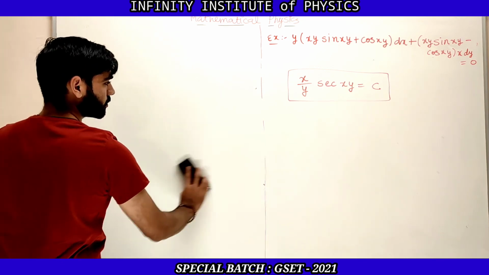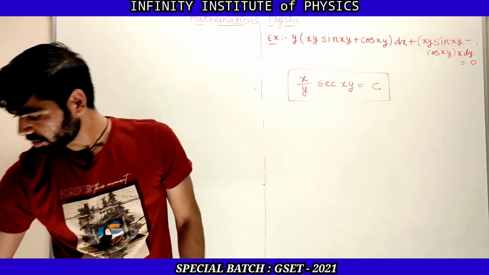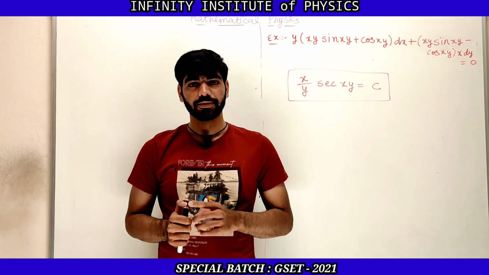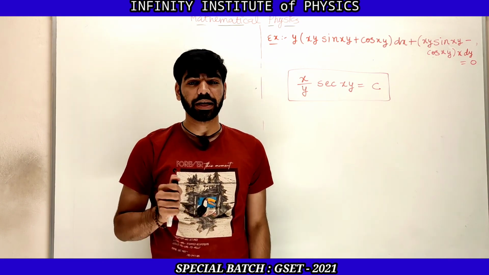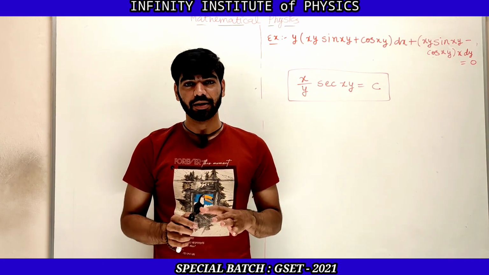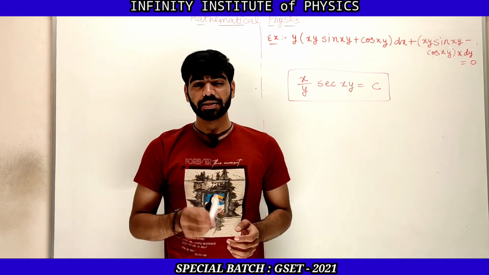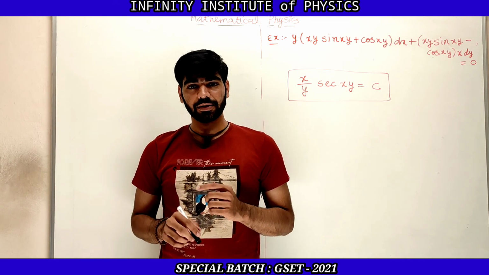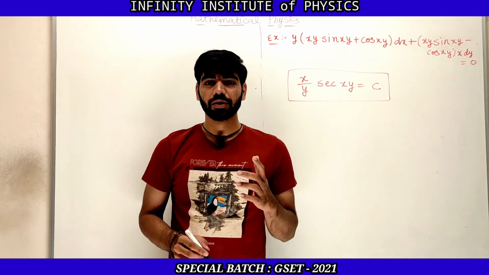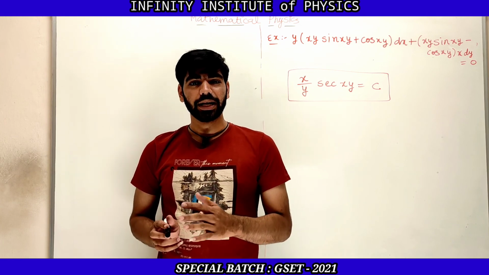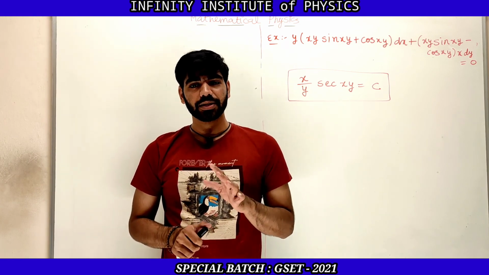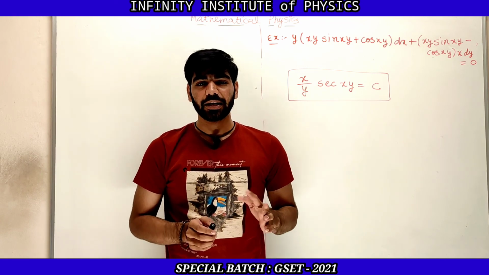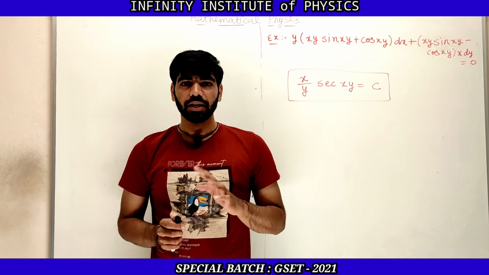Clear? So in non-exact, we have studied three cases. First one is for that del M by del y minus del N by del x upon N, that is only a function of x. Second one was that del N by del x minus del M by del y upon M, which is a function of y. And third one is that if we have a differential equation in the form y into f1 of xy dx plus x into f2 of xy dy, which is equal to 0, then the integrating factor will be 1 upon Mx minus Ny.